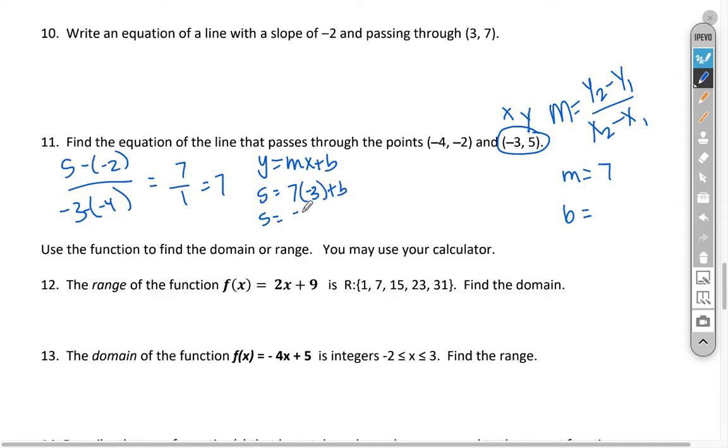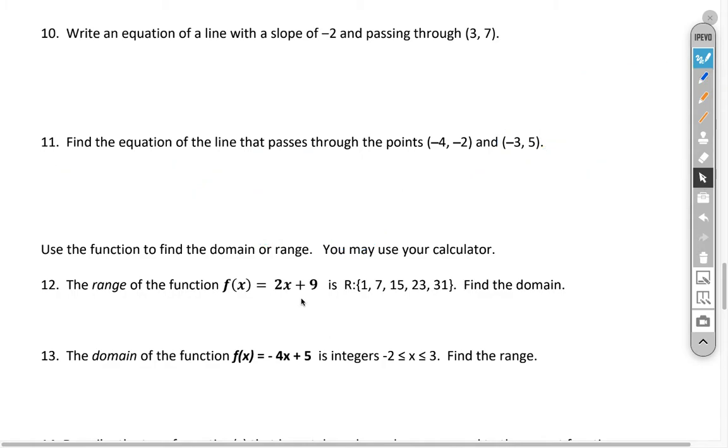5 equals -21 plus b. To get rid of that -21, we're going to add 21, and we get 26. So b is 26. So now we know our slope, and we know our b, and we can write our equation. So it's going to be y equals 7x plus 26. Okay, let me scroll this up a little bit.